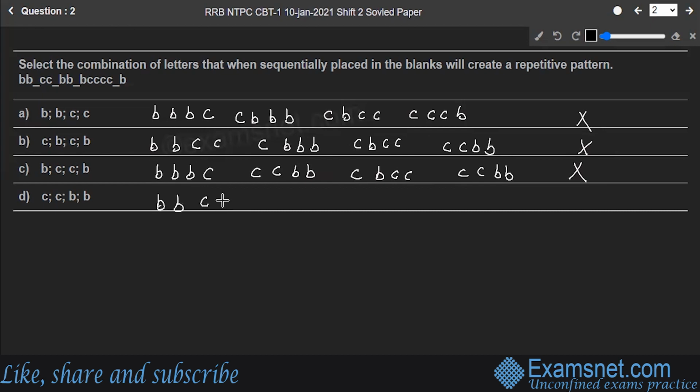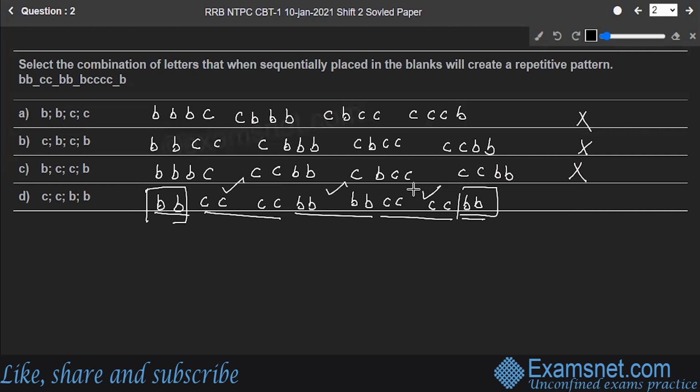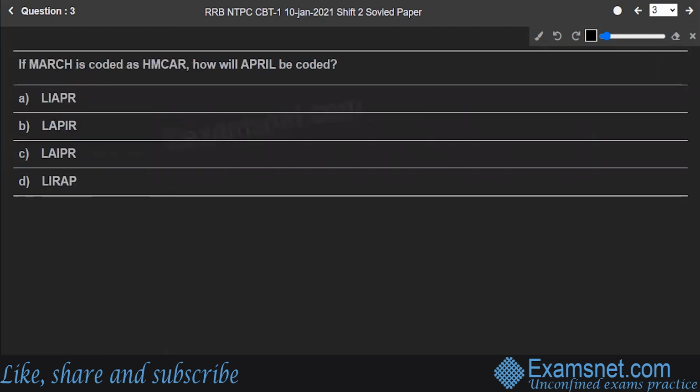B, B, C, C, C, C, B, B, B, B, C, C, C, C, B, B. Yes, we are having a pattern, right? I'm starting with BB and ending with BB. In between, you are having 4, 4, and 4. So that means we got our option D as the answer. Hope you got that.